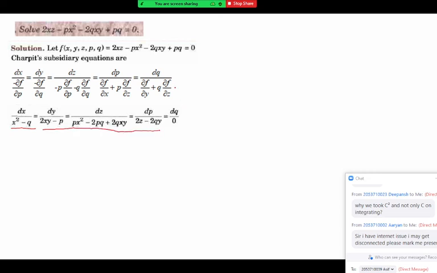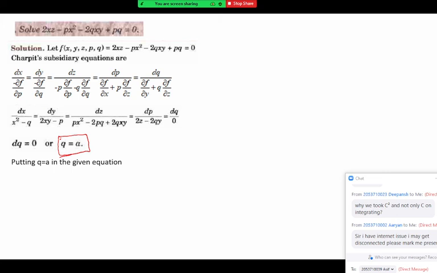You can say from the last ratio, we get dq upon 0, which implies that dq should be 0 and q is a constant. You can write that part only. So you get q is a constant.